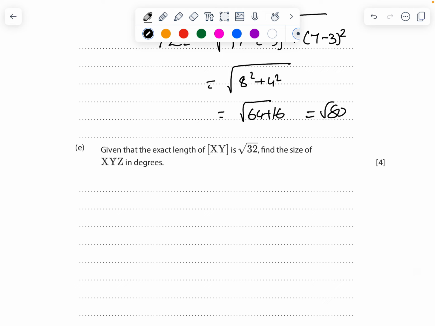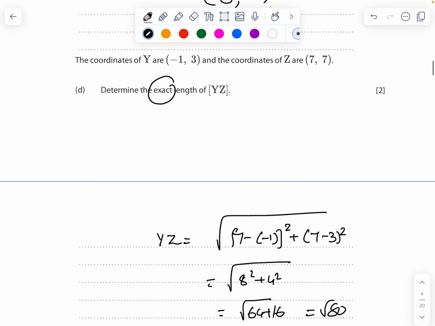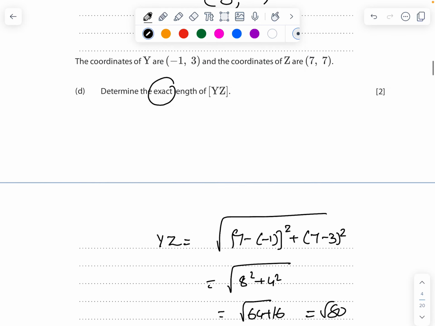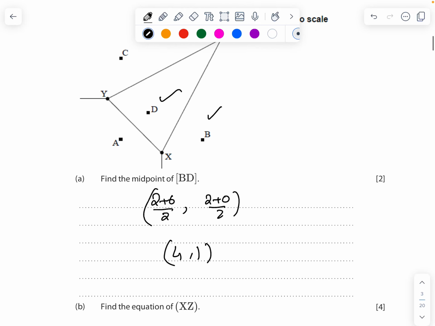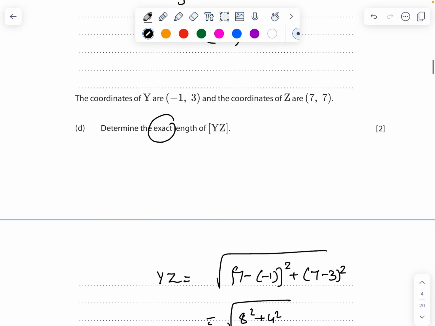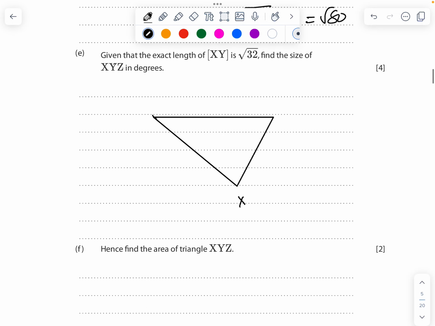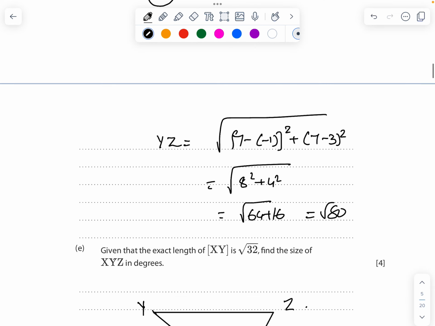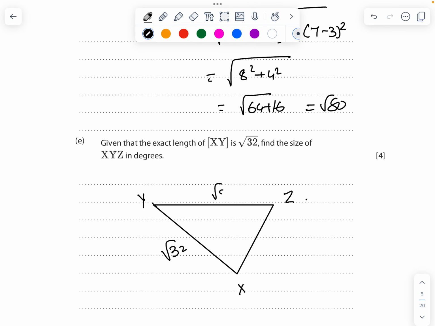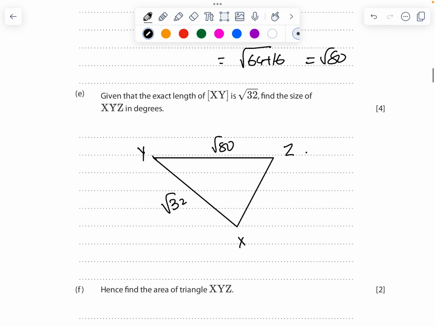Given that the exact length of xy is the square root of 32, find the angle xyz in degrees. So this is a triangle, in the form of xyz. xy is the square root of 32. Just now we found that yz is the square root of 80. We are going to find the xz value.